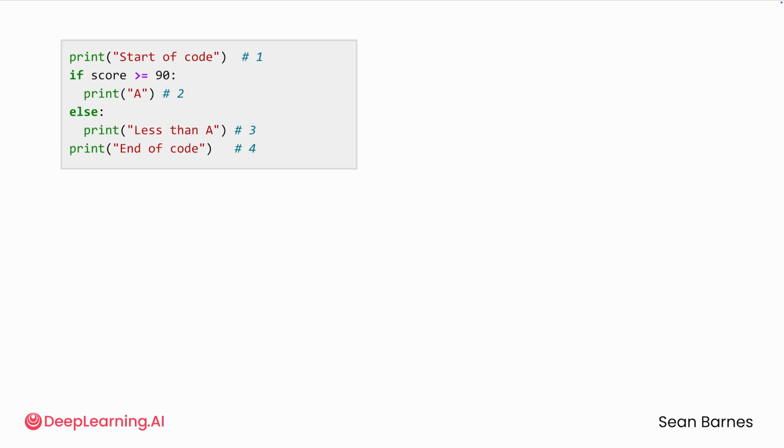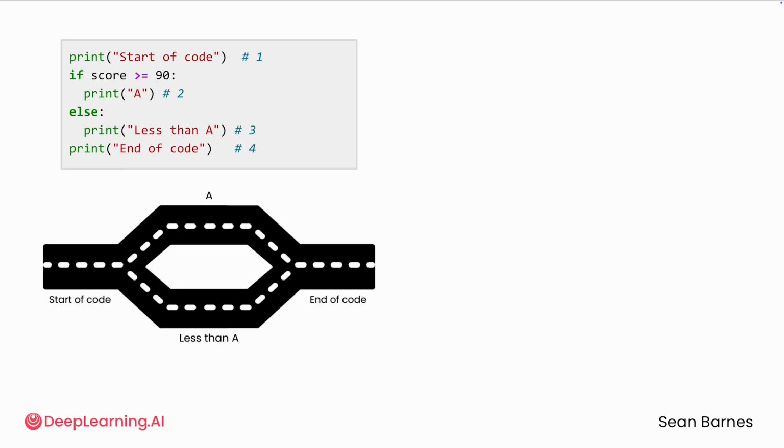Here are a few lines of code that are very similar to the notebook you just saw. Let me ask you, how many paths are there through this code? How many different ways could this code execute? There are 2 different paths. It depends on the value of score. If score is in fact greater than or equal to 90, then print statements 1, 2, and 4 will execute, and the program will print start of code, A, and end of code.